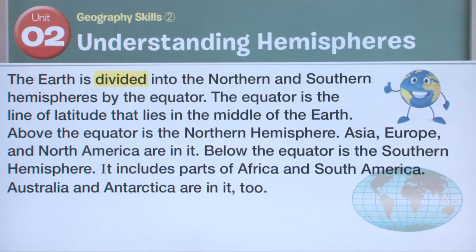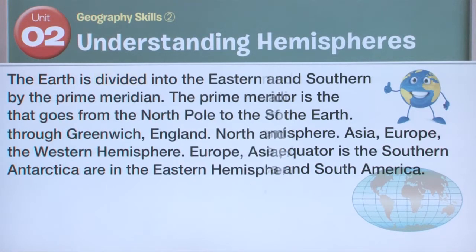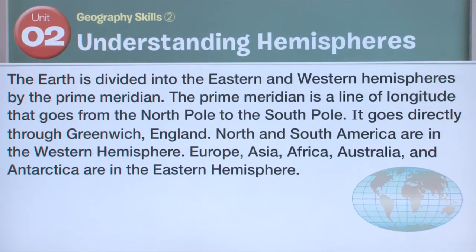Above the equator is the northern hemisphere. Asia, Europe, and North America are in it. Below the equator is the southern hemisphere. It includes parts of Africa and South America. Australia and Antarctica are in it too. The earth is divided into the eastern and western hemispheres by the prime meridian. The prime meridian is a line of longitude that goes from the North Pole to the South Pole. It goes directly through Greenwich, England.